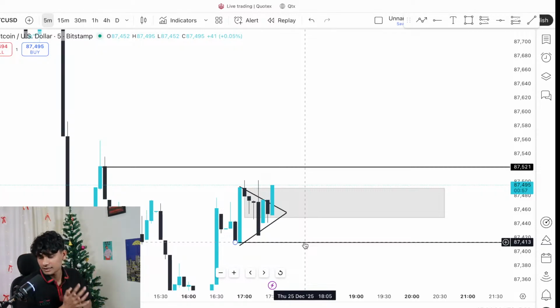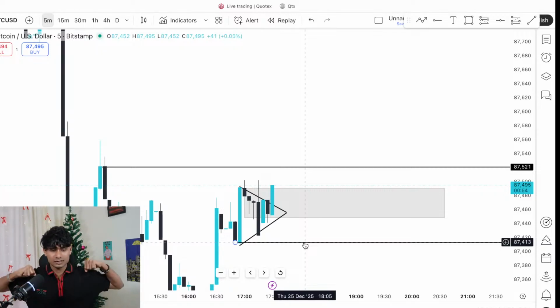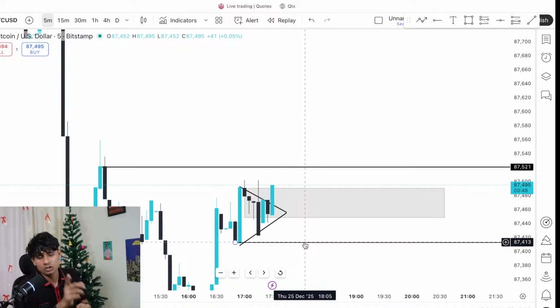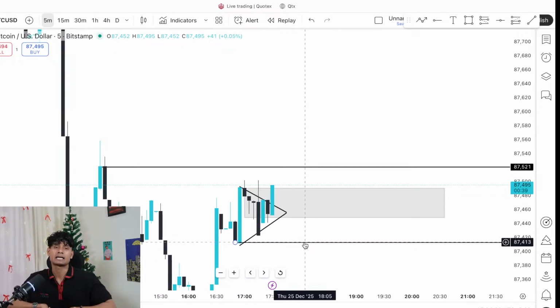Okay, guys, so I need to go. As I told you, it's gonna break out from here. If you guys want to buy, do not buy right now until it crosses this level. You understand? Pay attention, focus, continuously watch each and every market, and then trade accordingly.